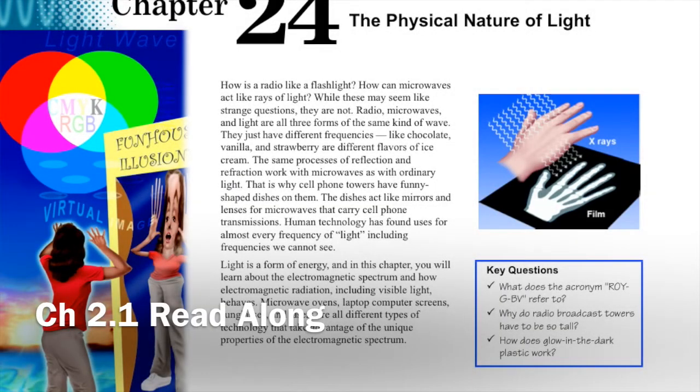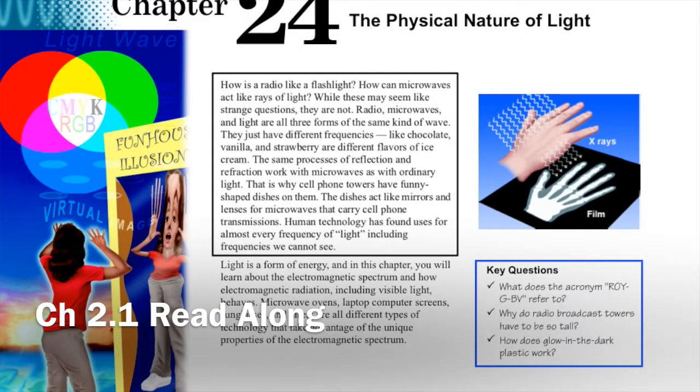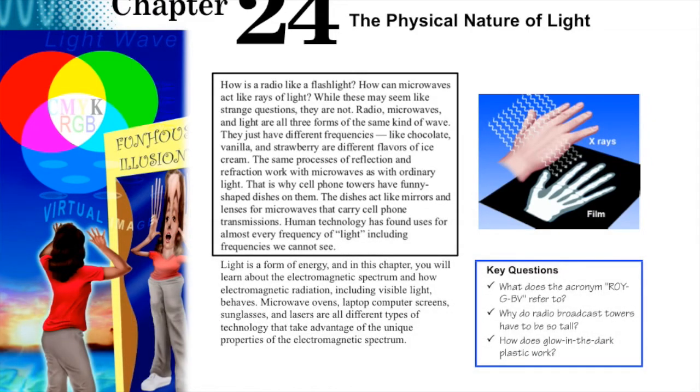Chapter 24, The Physical Nature of Light. How is a radio like a flashlight? How can microwaves act like rays of light? While these may seem like strange questions, they are not. Radio, microwaves, and light are all three forms of the same kind of wave.